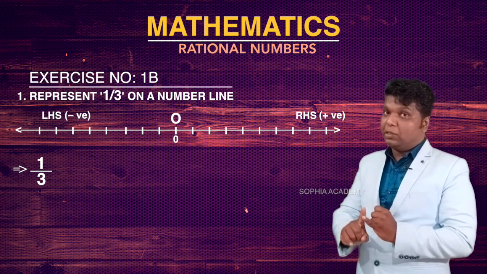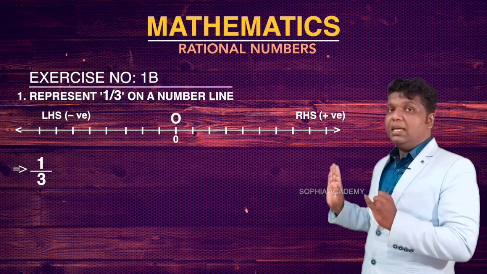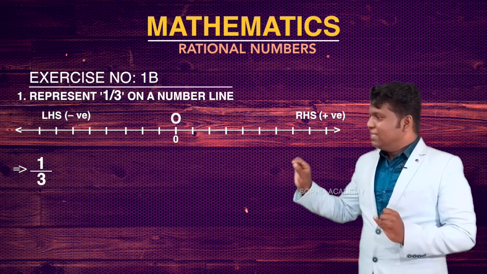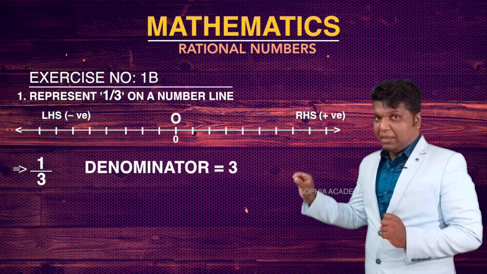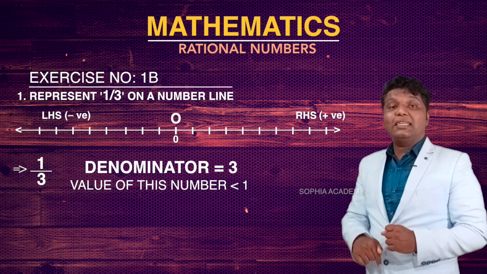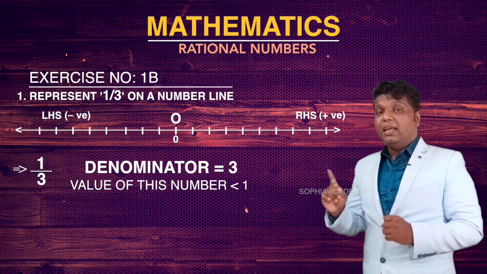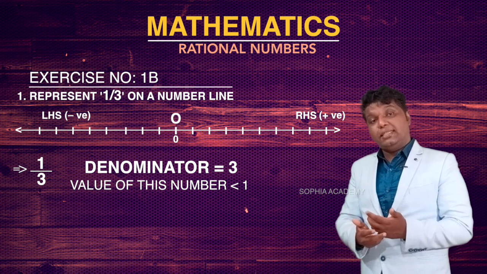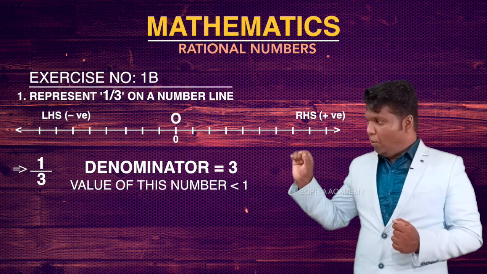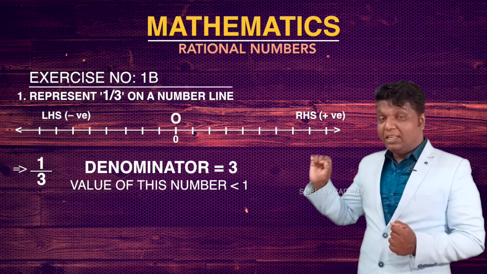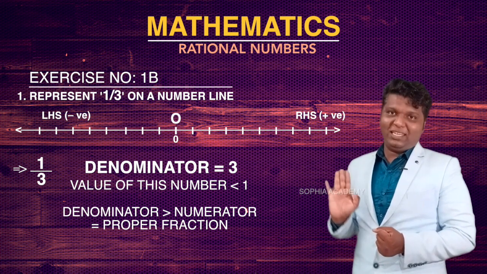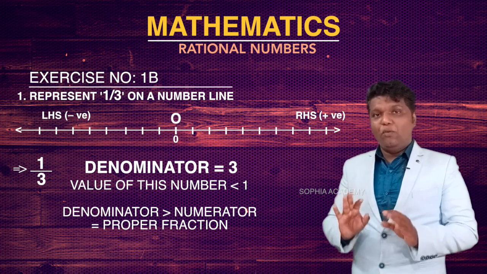First of all, I told you it is a positive number, so you have to represent that towards the right hand side of O. Okay, that's there in your mind, right? Next, see here, the denominator is 3 in 1 by 3. Now, the value of this number definitely is lesser than 1. How did you understand that it is lesser than 1? It is like this. Whenever the numerator is smaller and the denominator is bigger, that means whenever you are taking a proper fraction, the value will always be lesser than 1.